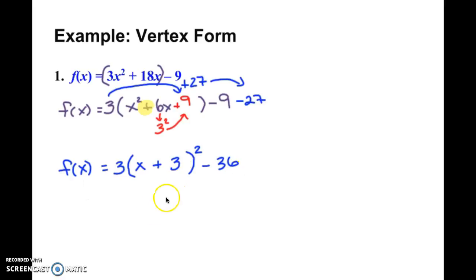Because it's in vertex form, just connecting everything back, I know that my vertex is negative 3. Remember, I take the opposite of that. And negative 36. Because my A is positive, my graph would be opening up. So there's a quick sketch with my vertex being negative 3, negative 36. All right, let's look at one more example.